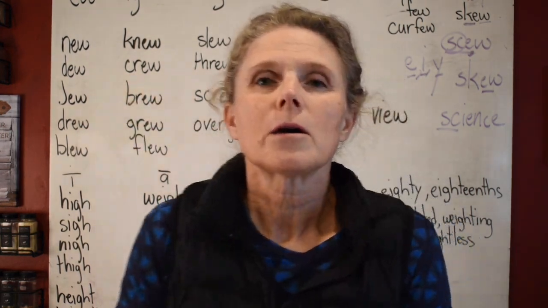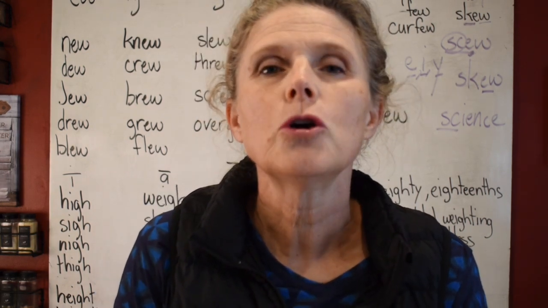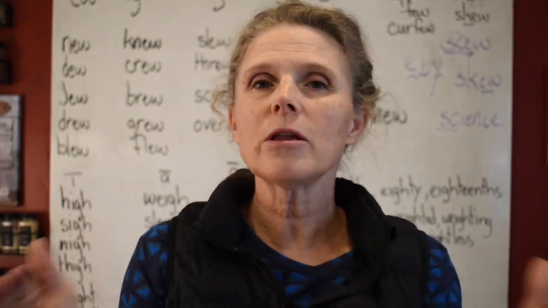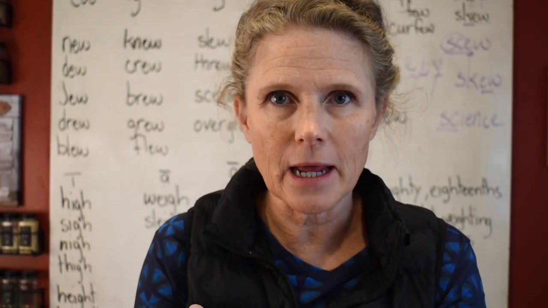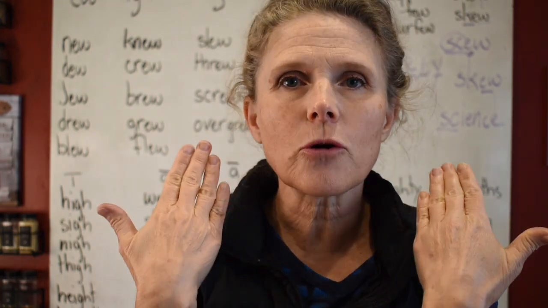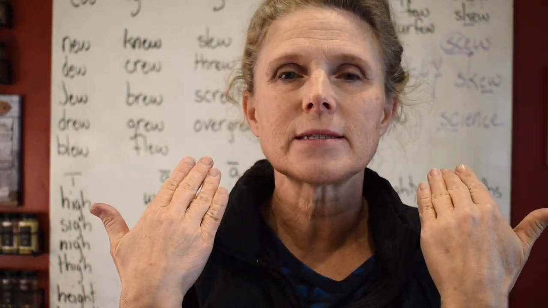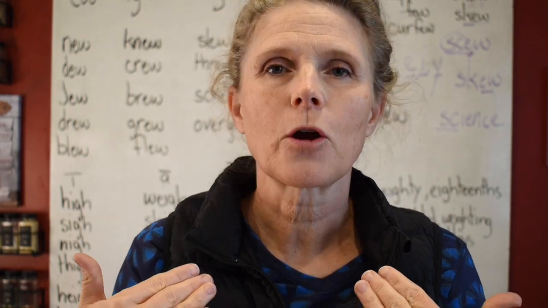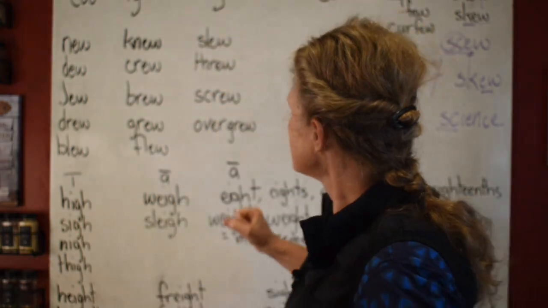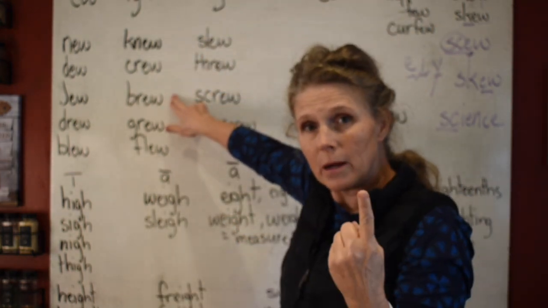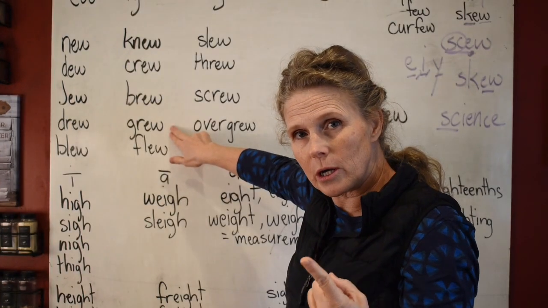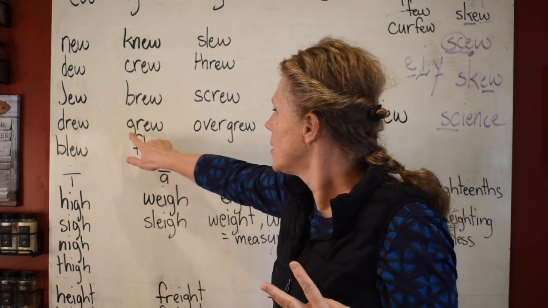Ooh. Crew. See, in all of that, your tongue is actually staying at the bottom of your mouth. So if you're saying ooh, your tongue is kind of forced backwards and it's staying towards the bottom. Ooh. And your lips are going to go forward. Brew. B, ooh. Brew. Grew. G, ooh.